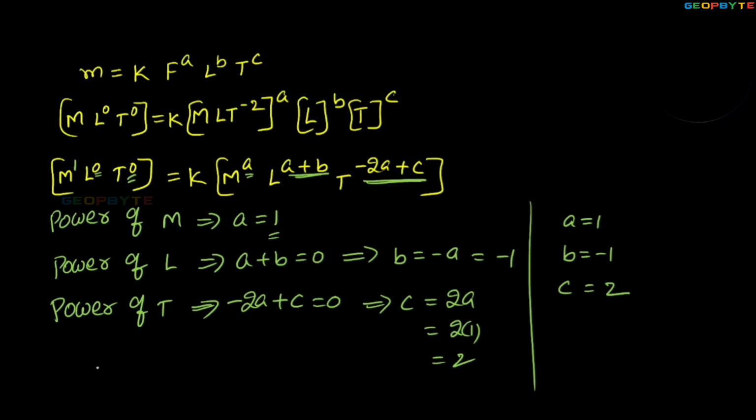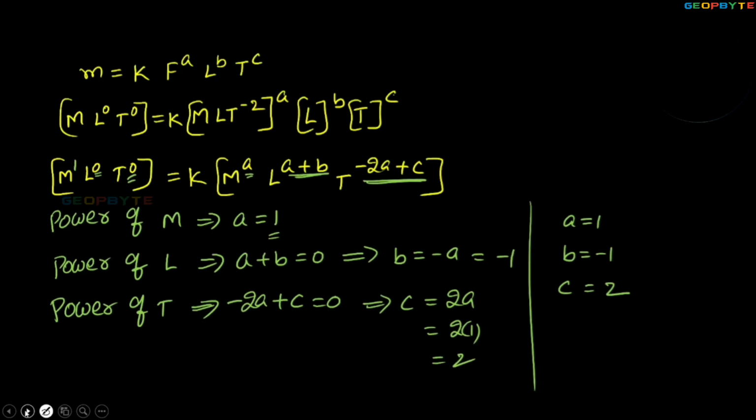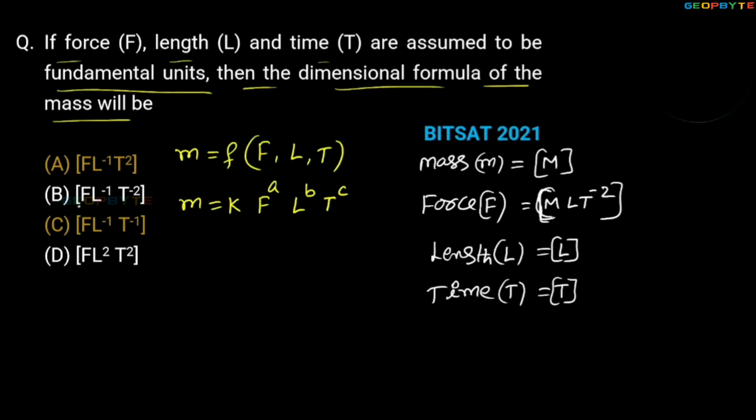Okay. Then what you are asked is to decide in terms of F. So it can be written as m equal to some constant k into F power 1, L power minus 1, T power minus 2. Correct? Absolutely correct. So option B is absolutely correct. Understood clearly? Yes.